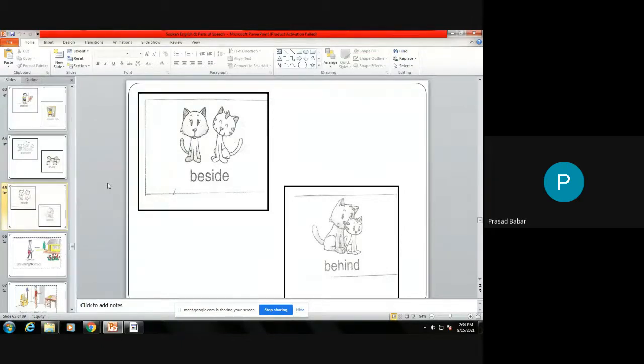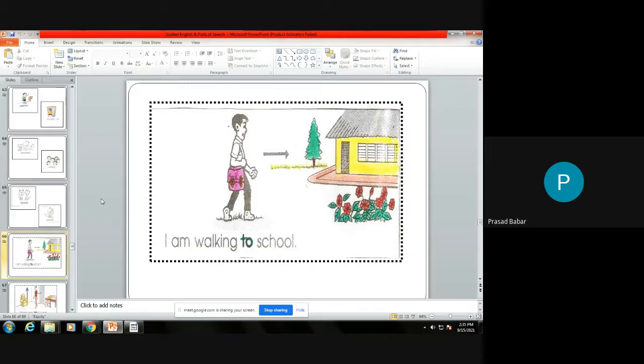There are two cats, and one cat is standing behind another cat. Okay, so the small cat is in front of that cat, and the big cat is behind that small cat. Okay, so behind will be the proper or correct preposition for this picture. So we are understanding the uses of prepositions, or which is the proper preposition we can use while speaking.